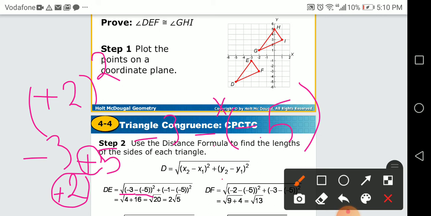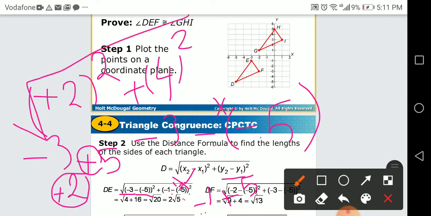What about here? Y sub 2 minus y sub 1: we have negative 1 minus negative 5. When I say minus and bracket, negative times negative gives me positive. So it would be negative 1 plus 5. 5 minus 1 gives me 4. So plus 4 to the second power, all under the square root.